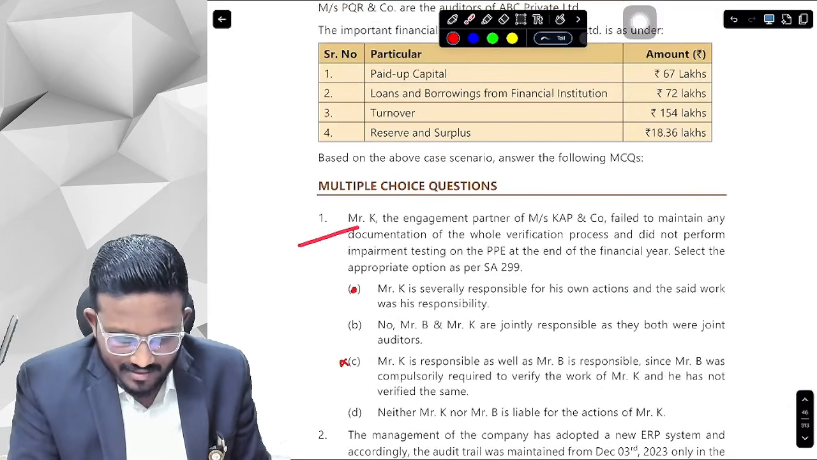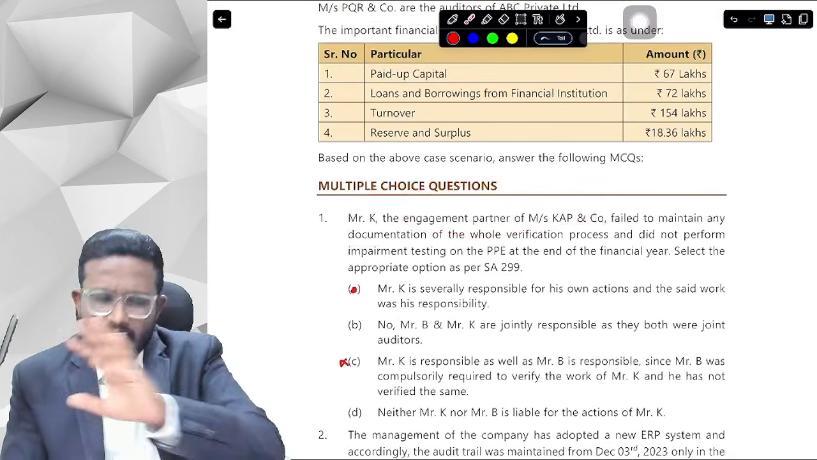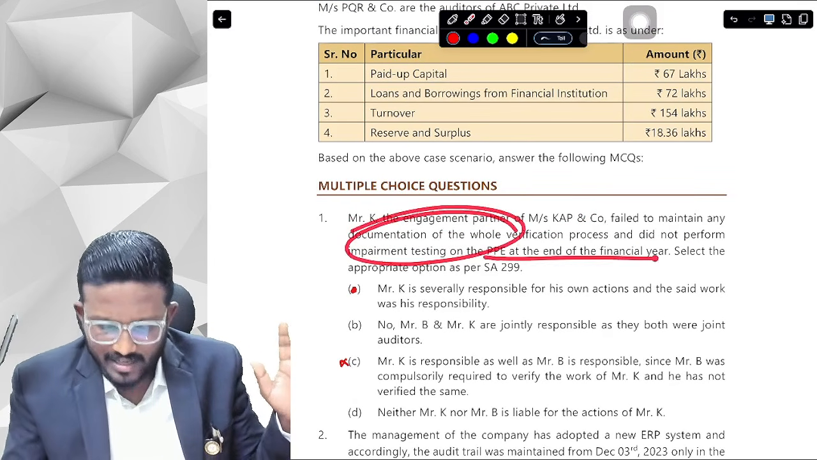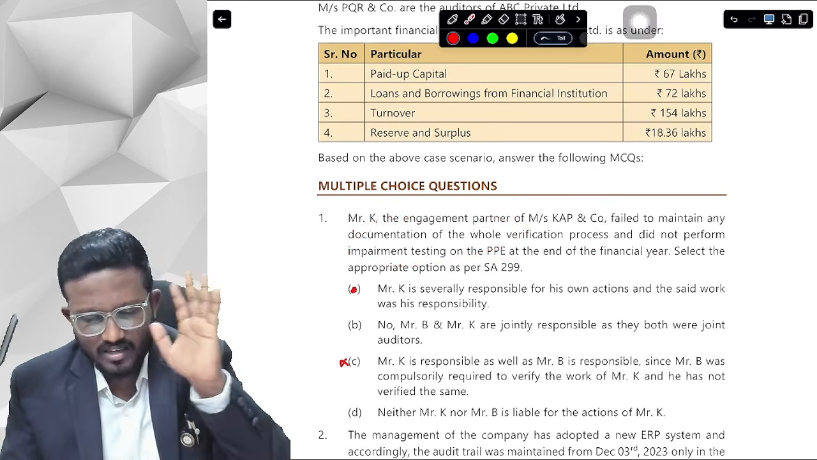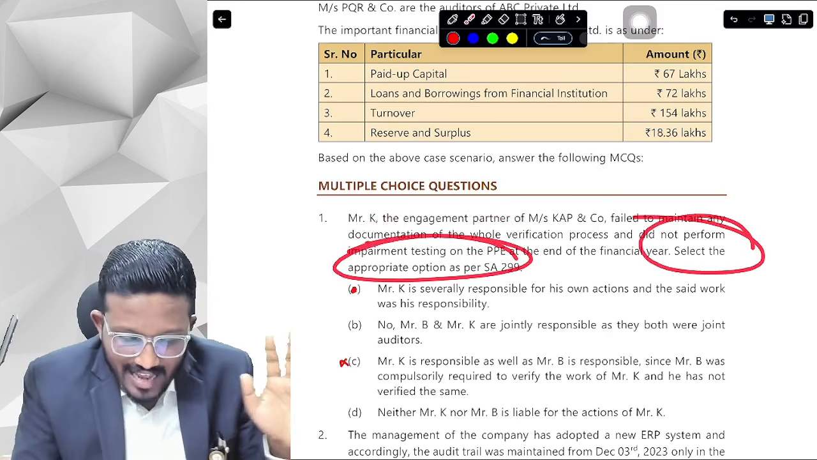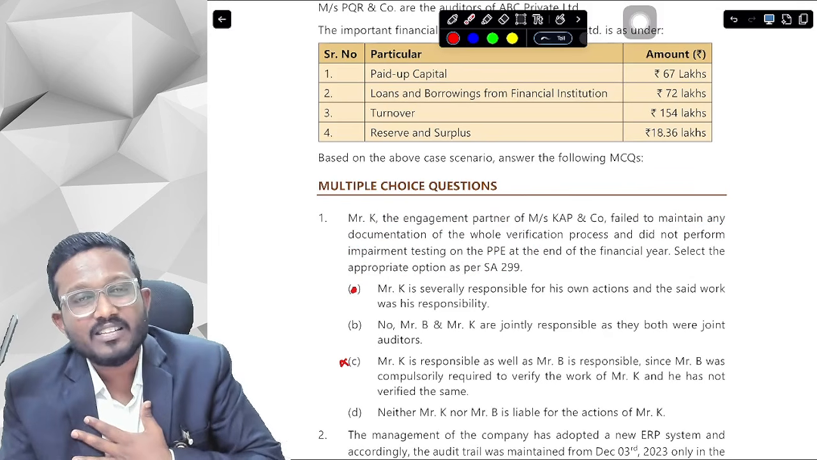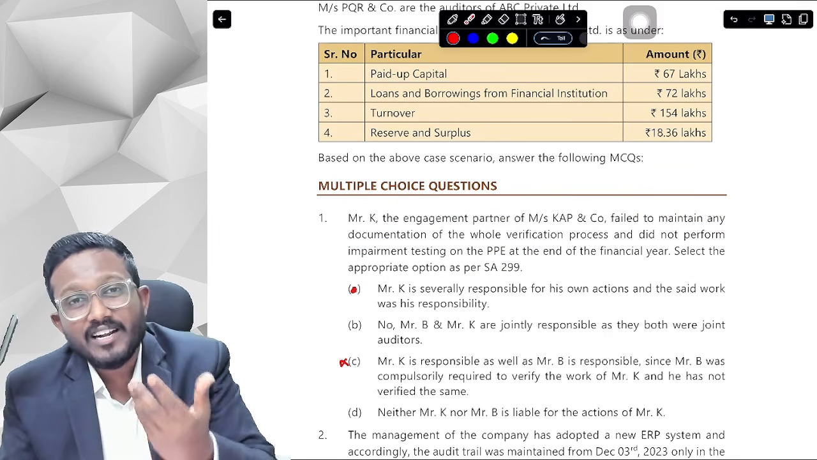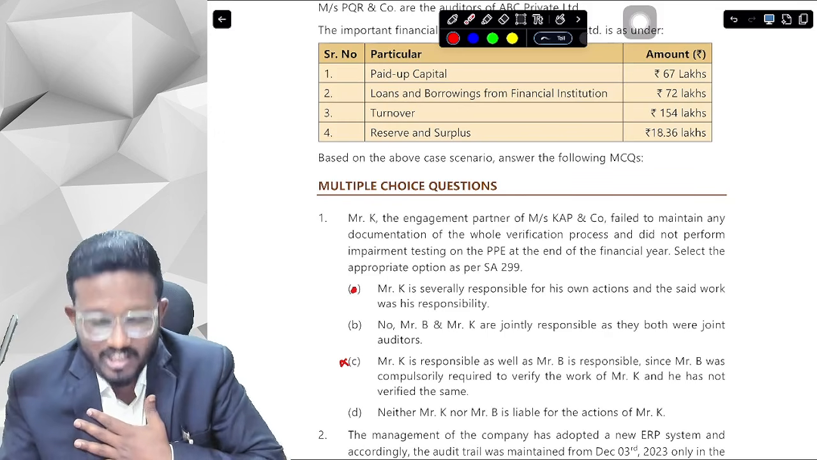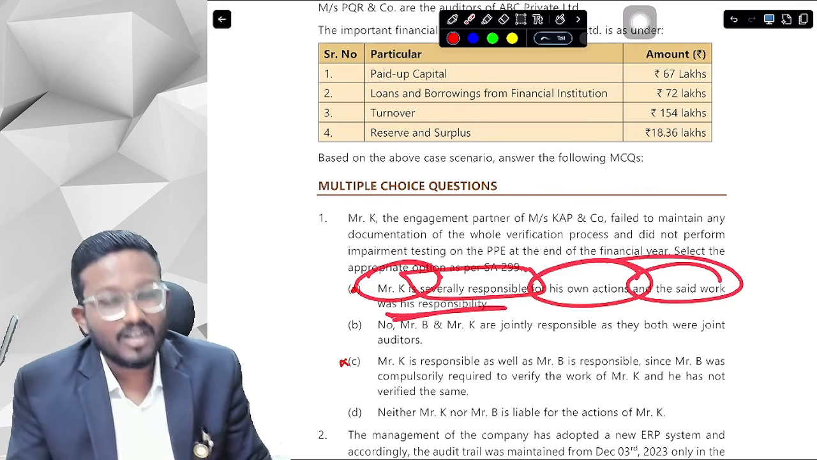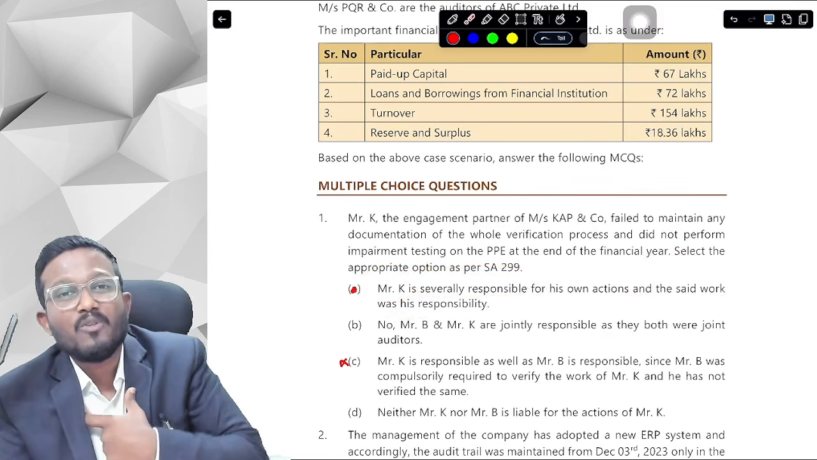Now here it says that Mr. K, the engagement partner, failed to maintain any of the documentation of the verification process, and they did not perform any impairment testing at the end of the financial year. Obviously, this we have discussed over here. Now we need to select the appropriate option as per SA 299. Who is responsible for PPE, sir? We are responsible. So who will be responsible for documentation and impairment testing? We will be responsible. So here Mr. K is severally responsible for his own actions, and the said work was our responsibility because PPE was divided to us.